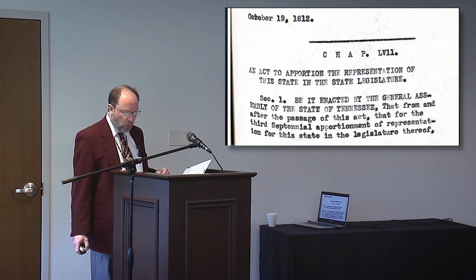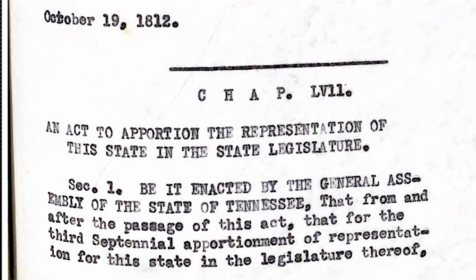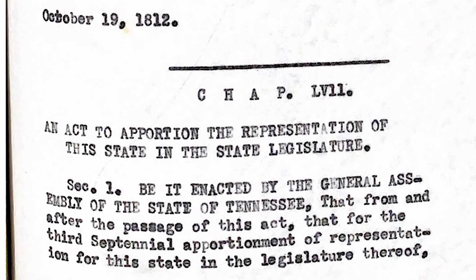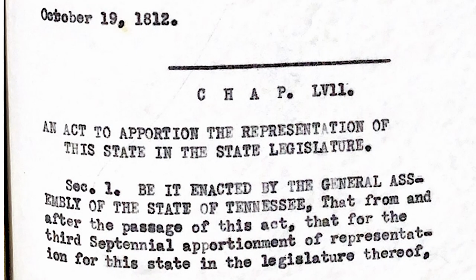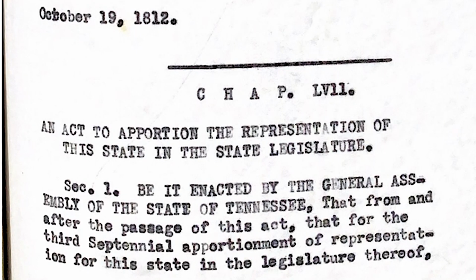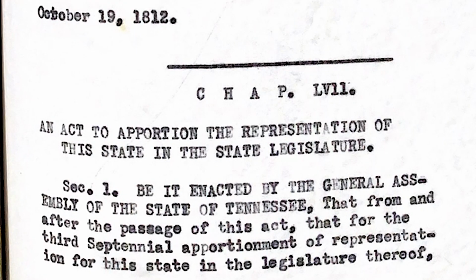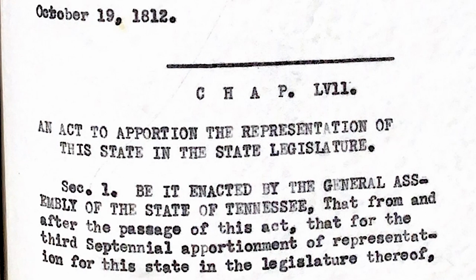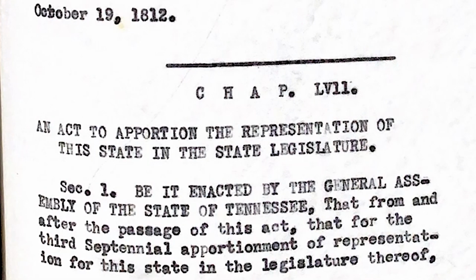in 1812 by the 9th General Assembly in their second regular session. An act to apportion the representation of this state in the state legislature, be it enacted by the General Assembly of the state of Tennessee, that from and after the passage of this act, that for the 3rd septennial apportionment of representation for this state in the legislature thereof. Septennial means recurring every 7 years, and now you've learned something.